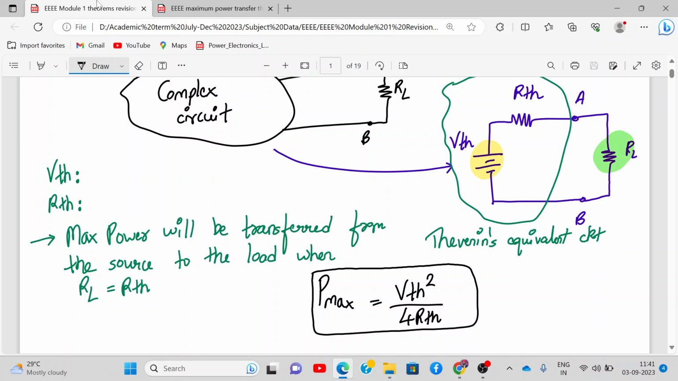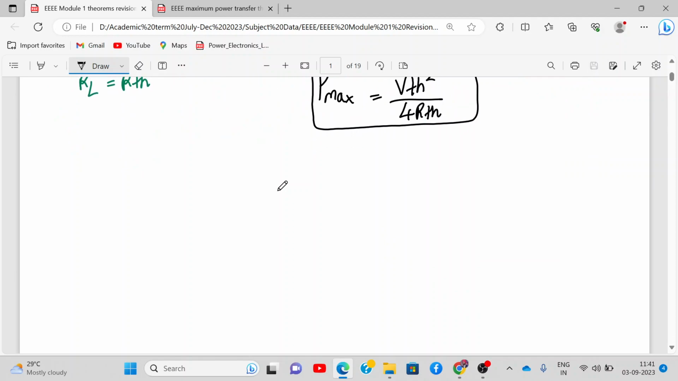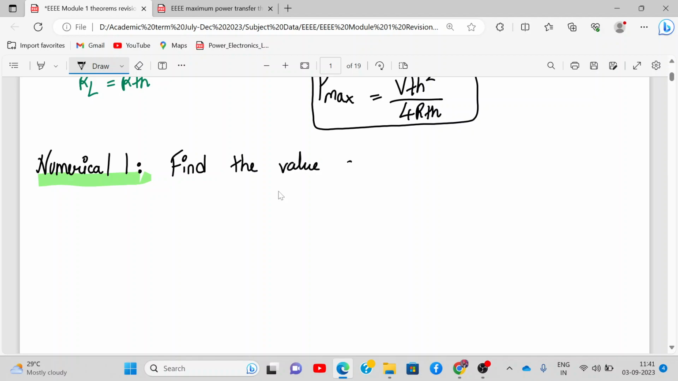No? So are you all ready with your calculators and your notebooks? So can we start now? Okay. So let's begin with numerical number 1. Write down along with me. Numerical number 1. Find the value of RL and Pmax for the circuit below. So please draw the circuit.